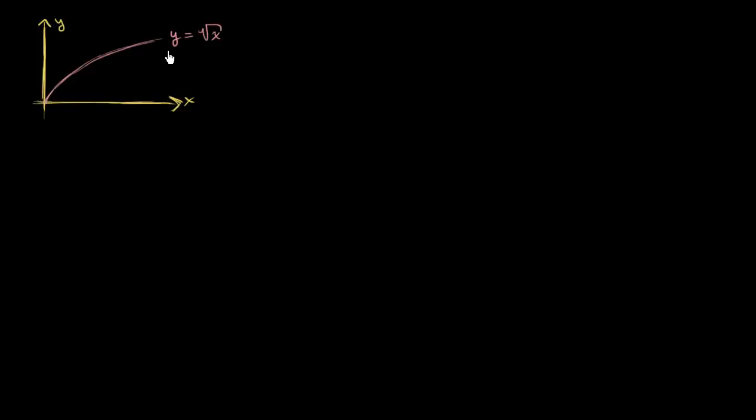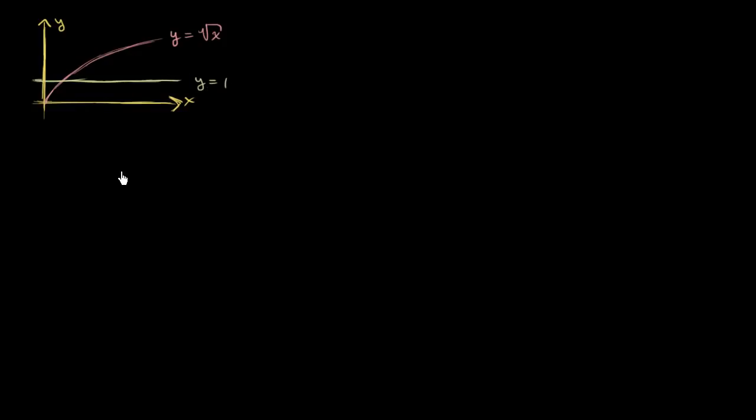Here we've graphed the function y is equal to the square root of x. And we're going to create a solid of revolution, but we're not going to do it by rotating this around the x or the y axis. Instead, we're going to rotate it around another somewhat arbitrary line. And in this case, I will rotate it around the line y is equal to 1. So let's say that this right over here is the line y equals 1. So this is what we're going to rotate it around.